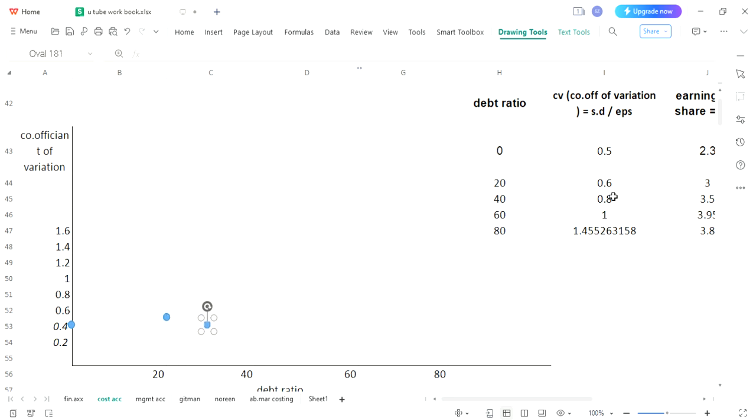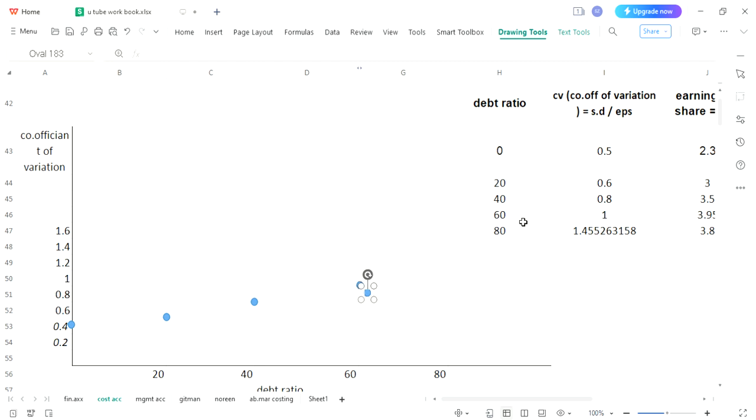Now the third point is 40 and 0.8. 40 is here, 0.8 is present at this level. So we have got our third point. And now the fourth point is 60 and 1. 60 here is the debt ratio and 1 is present over here.